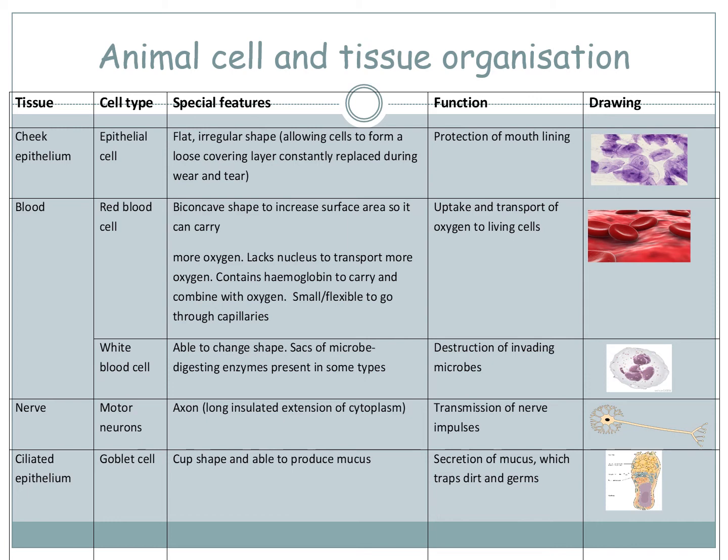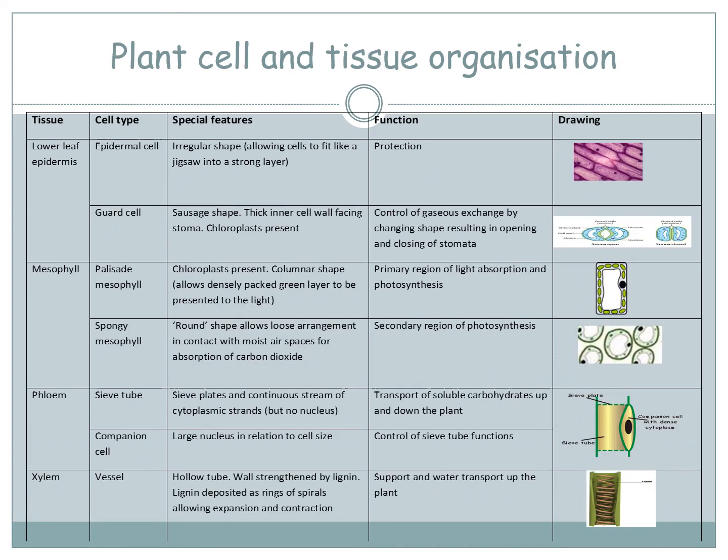So let's look at plant cell and tissue organisation. The first tissue that we're going to look at in a plant is the lower leaf epidermis. It's made up of two cell types, the epidermal cell and the guard cell, which we've looked at. The epidermal cell is specialised because it's got an irregular shape, which allows it to fit together like a jigsaw and provides a strong layer. That means that its function is protection. And then the guard cells' special features are their sausage shapes, which have got a thick inner cell wall facing the stomata.